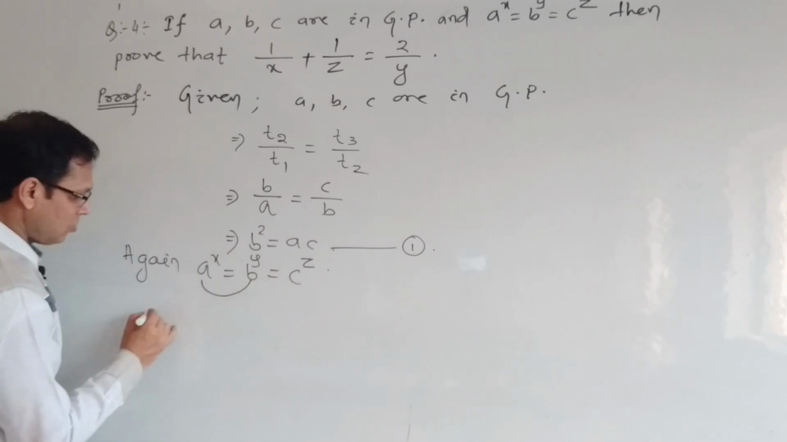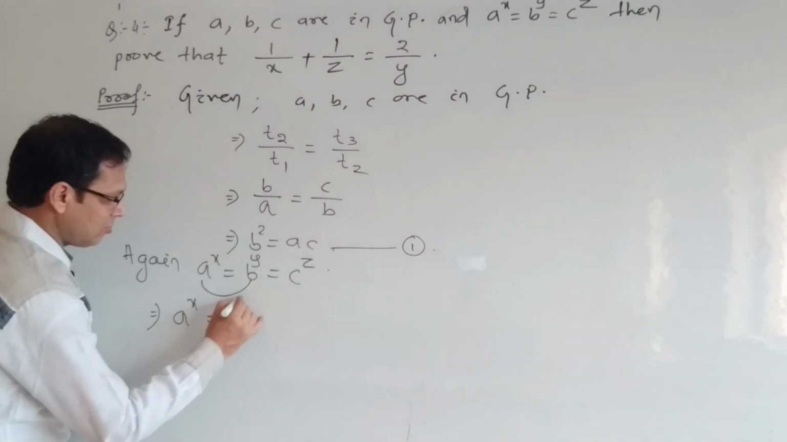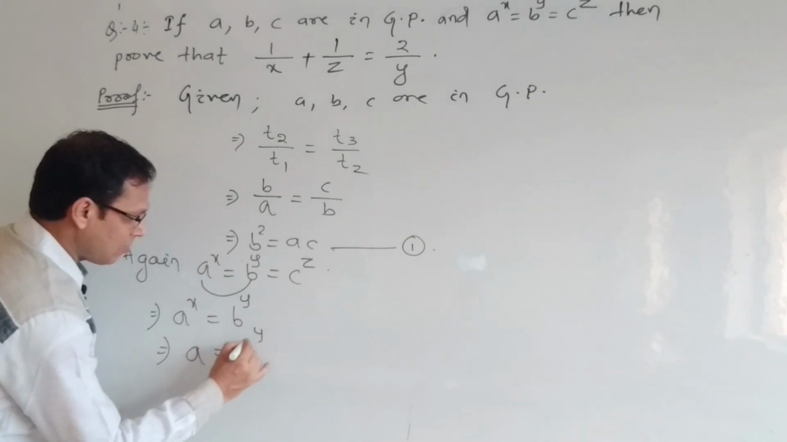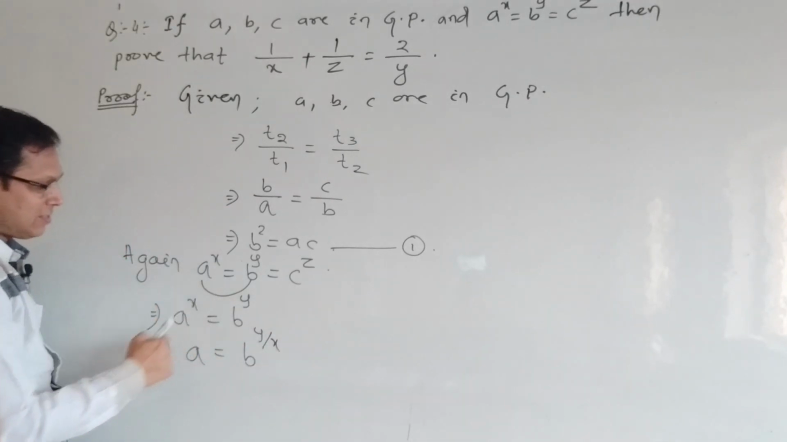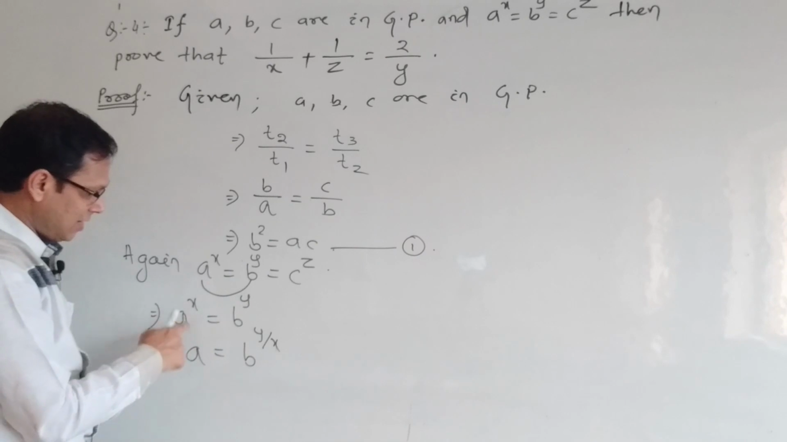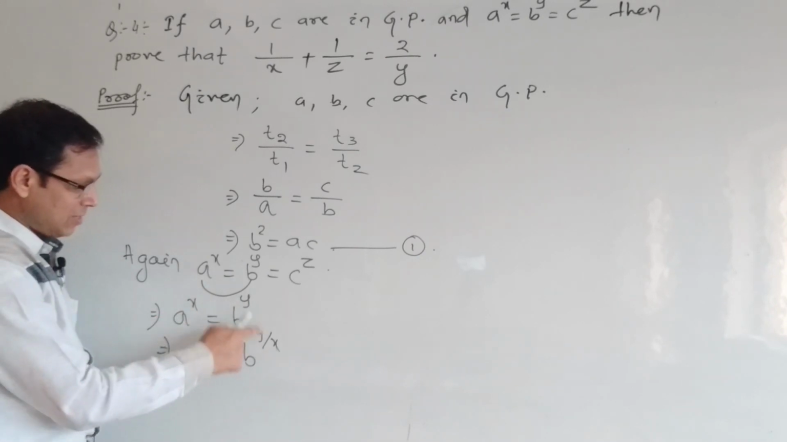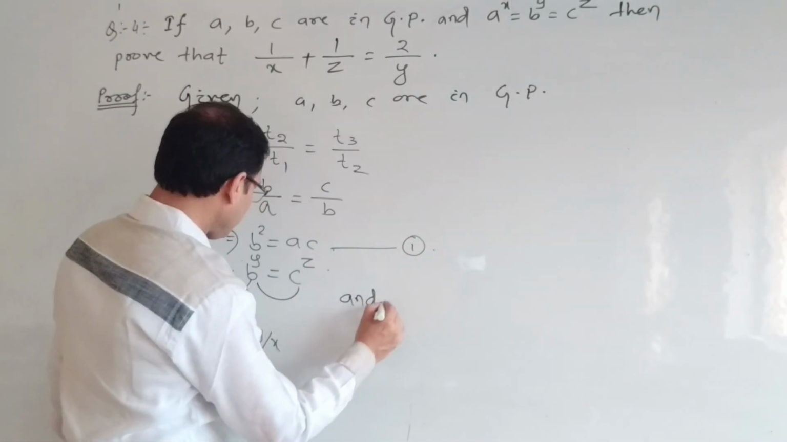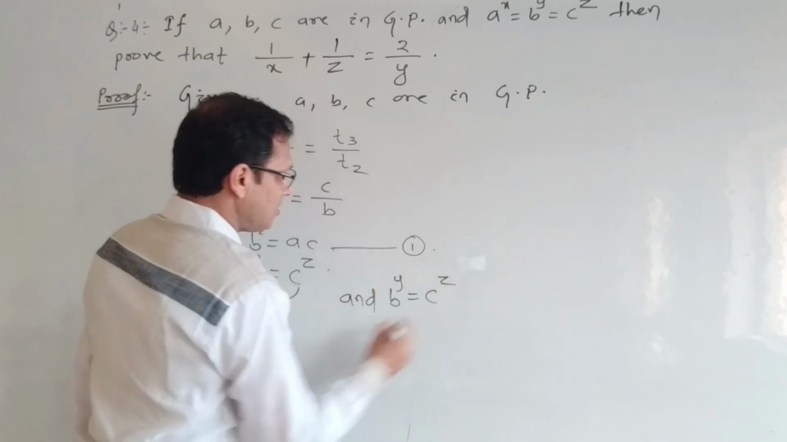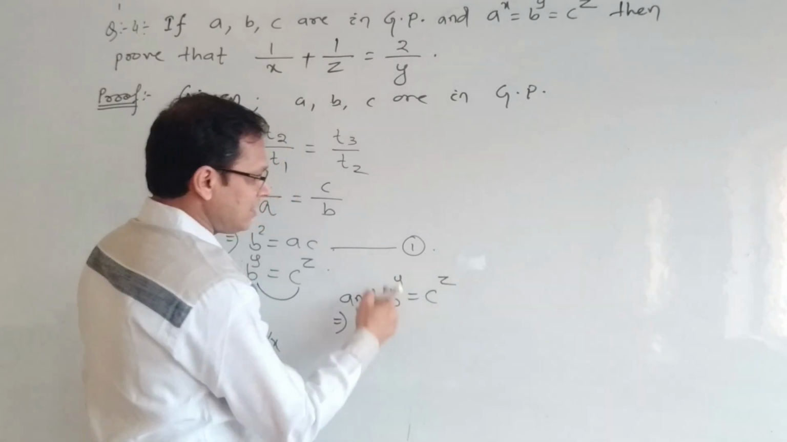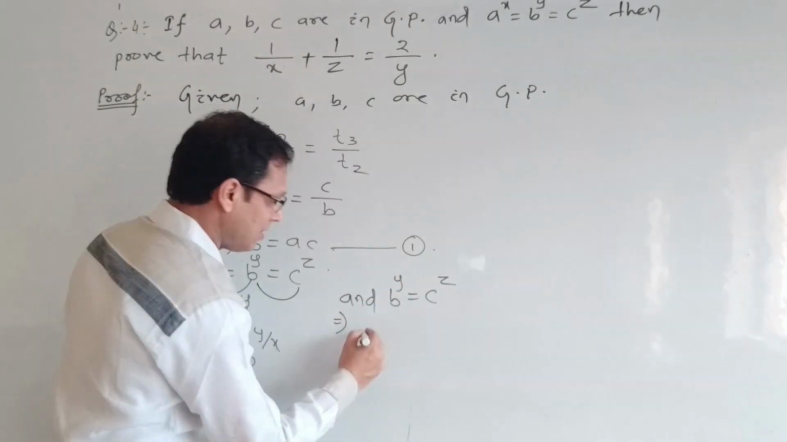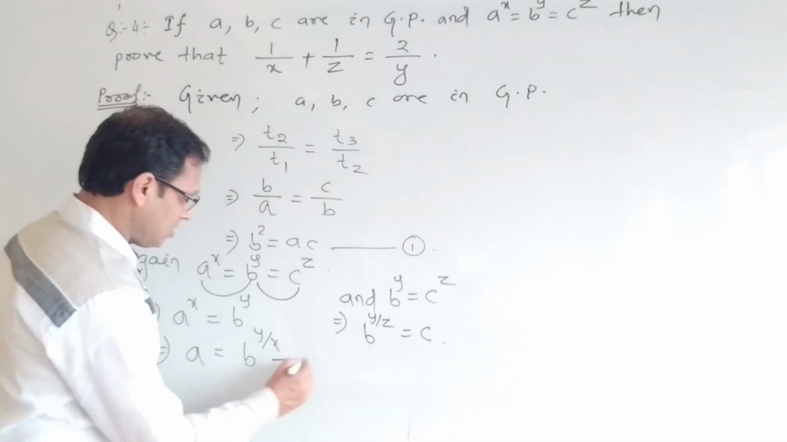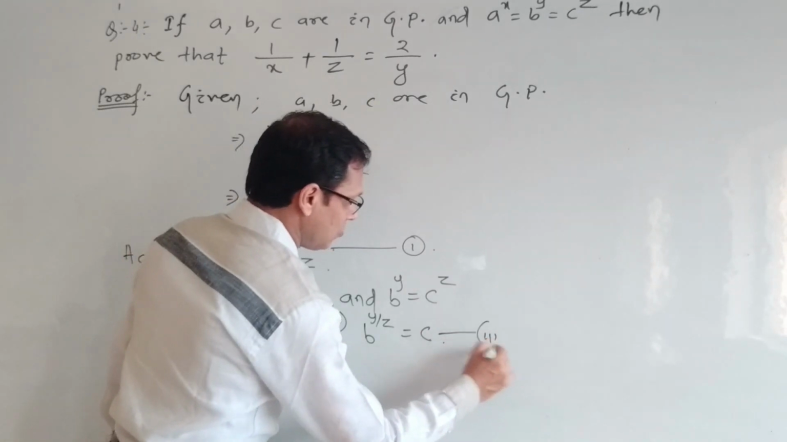Now taking these two, you will get a to power x is equal to b to power y, or in other words a is equal to b to power y by x. That means raising the power 1 by x both the sides, x should be cancelled, a is equal to b to power y by x. And also taking these two, b to power y is equal to c to power z, then raising the power 1 by z both the sides, we get b to power y by z is equal to c. Okay, so this is 2 and this one is 3.